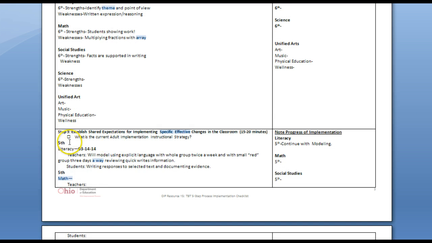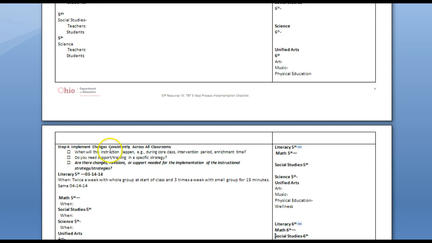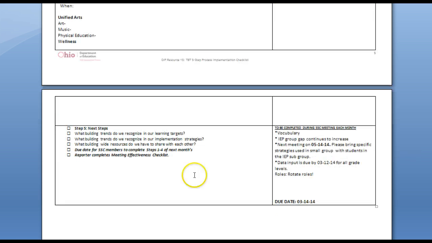They completed step 3. They communicated what the teacher will be doing, modeling explicit language, what the student will be doing, writing responses to selected text and documenting evidence. Step 4, implementing changes across classroom. Fifth grade literacy said that they would do it twice a week with whole group, 3 times with small group. And step 5 during the SSC BLT meeting is information that should be discussed with all team members.